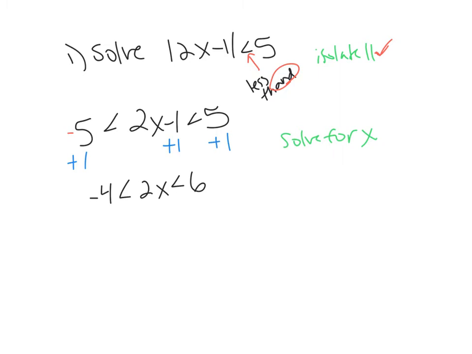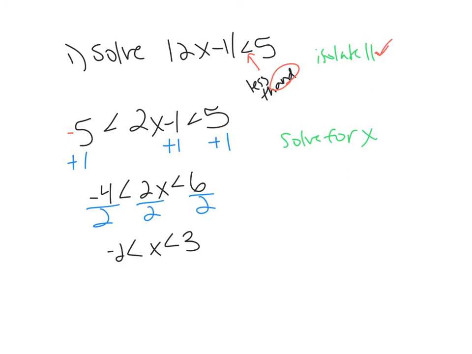And lastly, to isolate the x, we have 2 times x. So 2 times x, the inverse operation would be to divide by 2. So x is less than 6 divided by 2, which is 3. And negative 4 divided by 2 is negative 2.